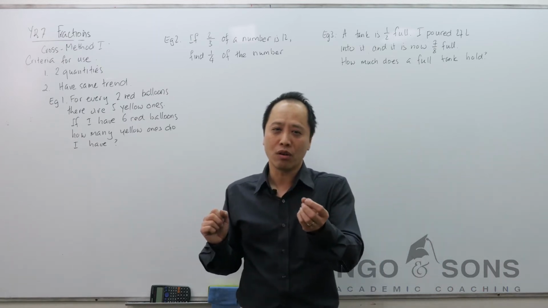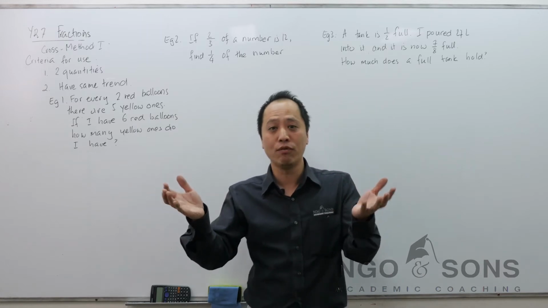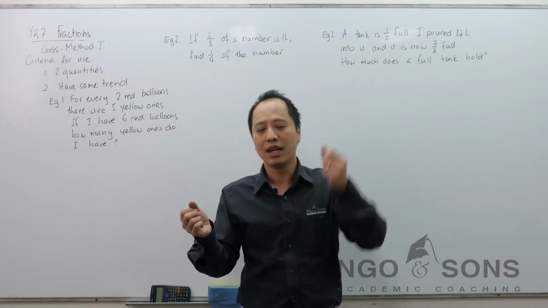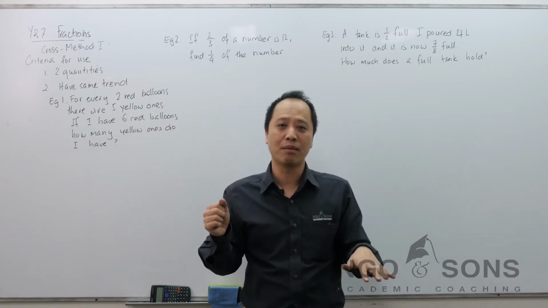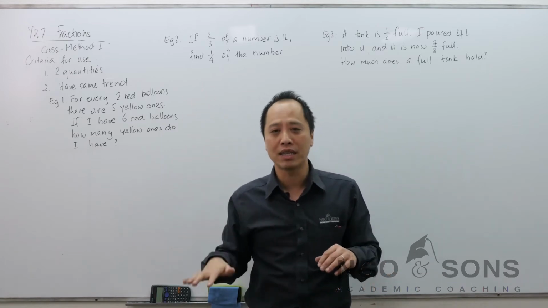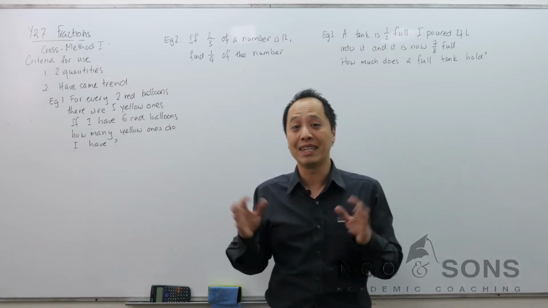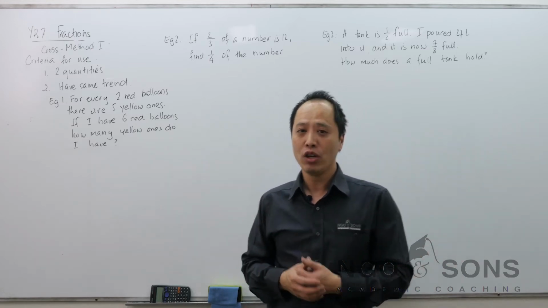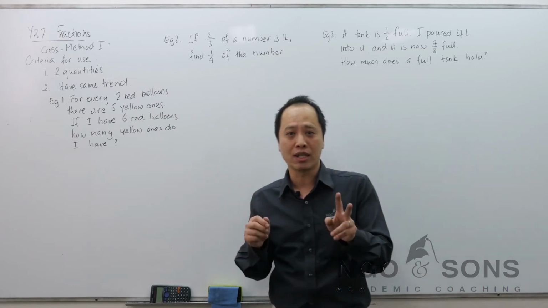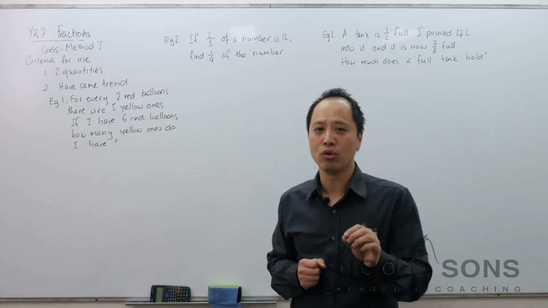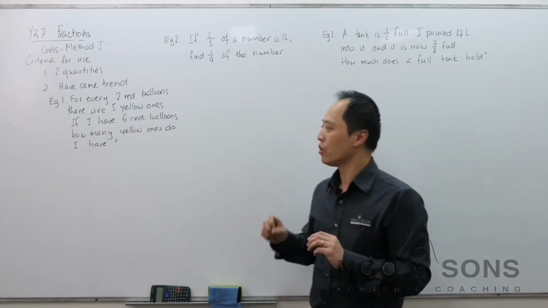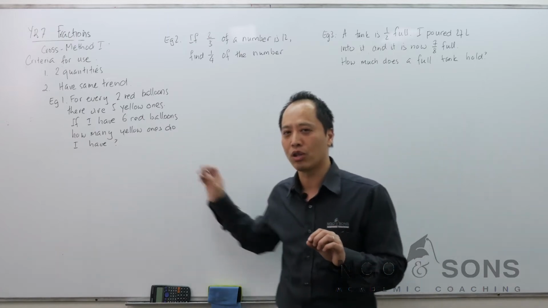If you increase the number of red balloons, then you expect the number of yellow balloons to increase as well. If you decrease the number of red balloons, you'll decrease the number of yellow balloons. And so indeed, they have the same trend. So since we've got 2 quantities and these 2 quantities have the same trend, we think about using the cross method. So we understand now that we can use the cross method.